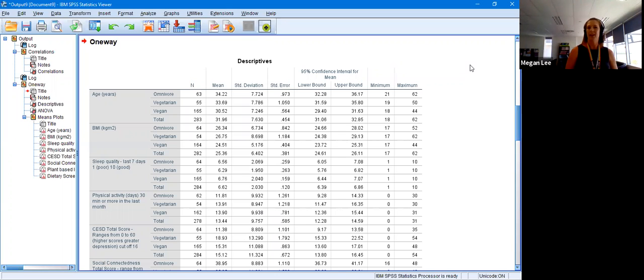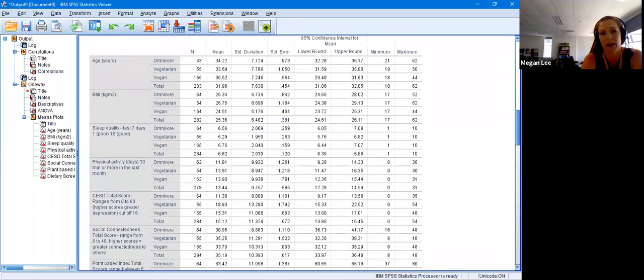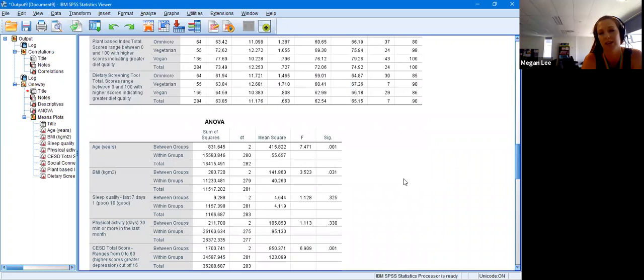So here are our descriptive statistics between groups. If we remember before, our mean age across the population was about 32. Our omnivores, the average age is about 34, vegetarians about 33, and our vegans about 30. And once again, in our totals, we've got our 32 there. So total is the total population, not split. So they're quite similar. Now, when we run our one-way ANOVA, that will tell us if that's a significant difference.